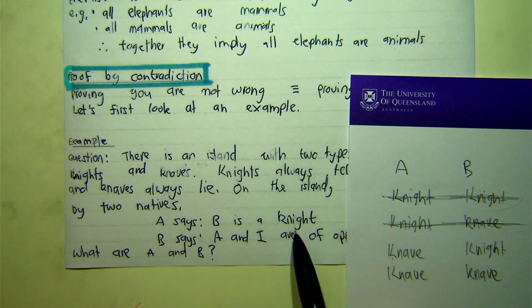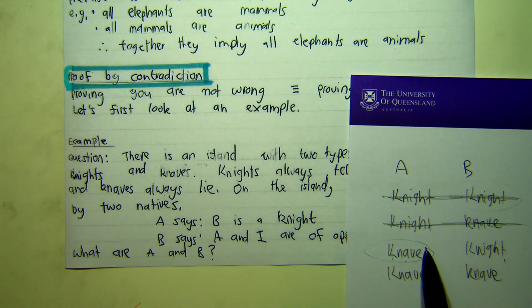A is a knave, B is a knight. A says B is a knight. Well, that's actually true, but apparently A is a knave, which means he's supposed to be lying. So that's impossible as well. And then lastly, they're both knaves. So A says B is a knight. That is a lie, but that's what you'd expect from a knave.